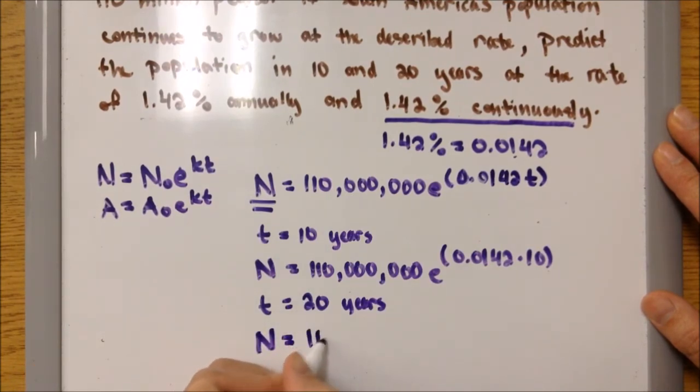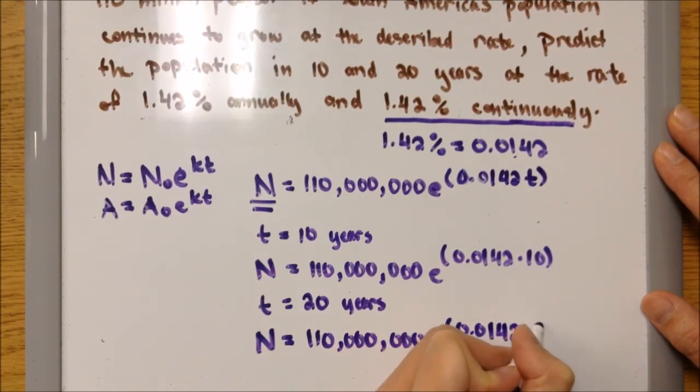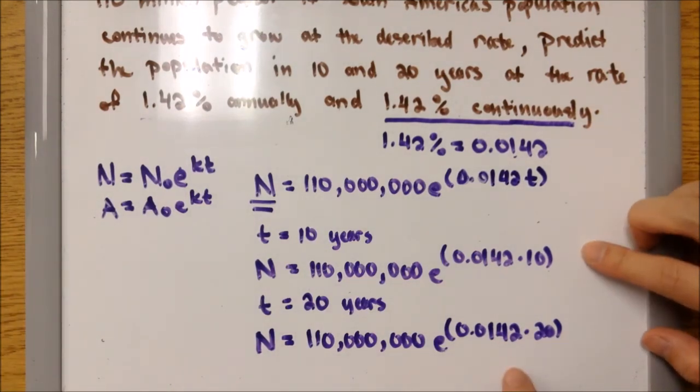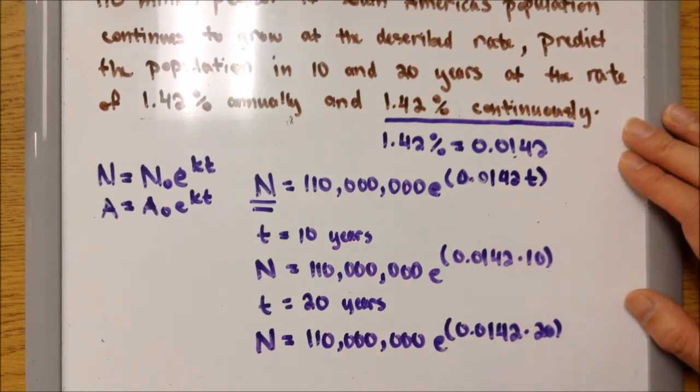So again, 110 million times the e function to the power of 0.0142 times 20. Now again, keep in mind that when you're using the e function, it will ask you what's the exponent. So on a calculator, when you select the e function, it will ask you to type in the exponent. So you make sure when you type it in, you close with parentheses, because you don't want to mess up on your work after you did all the setup, and then you might get the wrong answer.